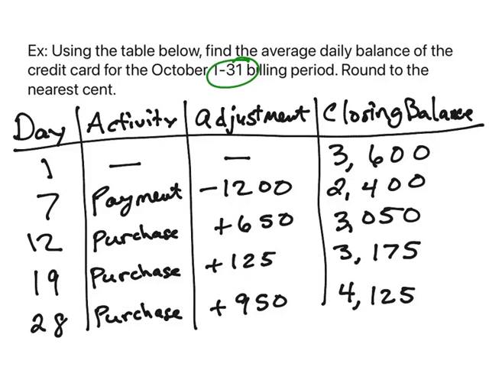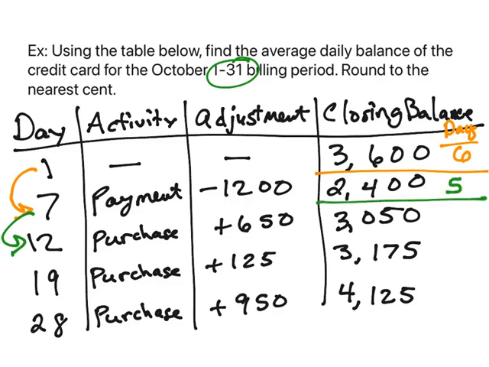And how many days do we have that balance? So that's our first thing: we need to figure out the number of days for each balance. Well, we went from day 1 to day 7, so that means there are 6 days at this first rate. Then from 7 to 12, so that's 5 days at the second rate. Let's just put these in parentheses here.